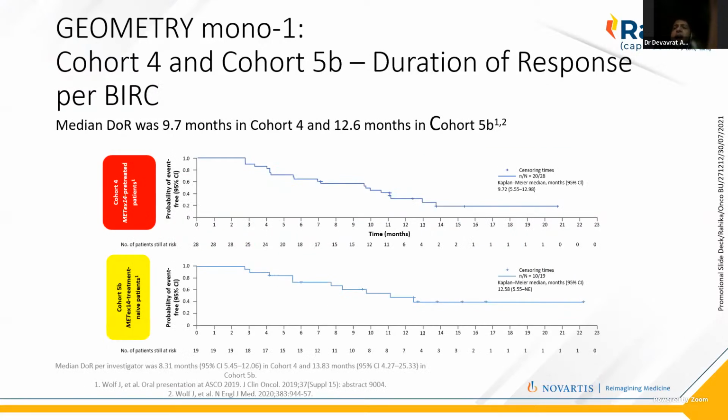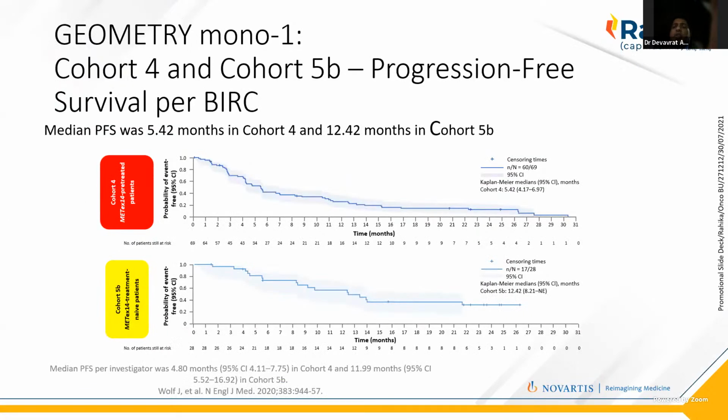So the other interesting point is the duration of response. When you look at the treatment-naive population, the duration of response is 12.6 months with capmatinib, and in those patients who had a pre-treated population, so cohort 4, the duration of response is 9.7 months. Next slide, please. And then when you look at progression-free survival, median PFS is 12.42 months in the treatment-naive population and 5.42 months in the pre-treated population with capmatinib. Next slide.